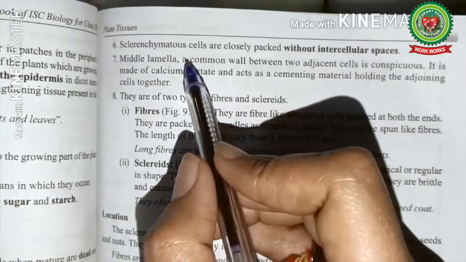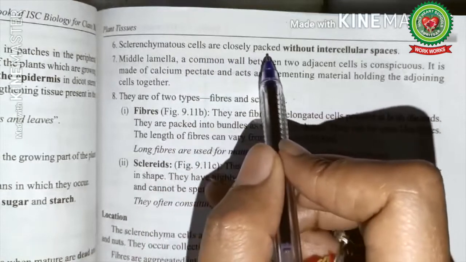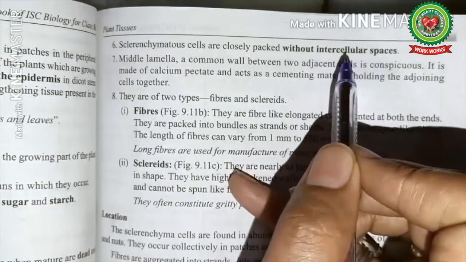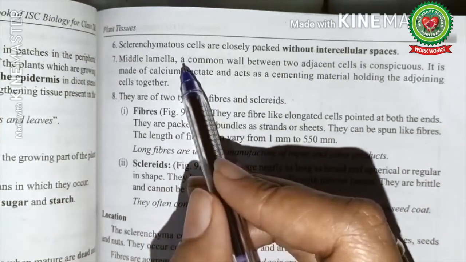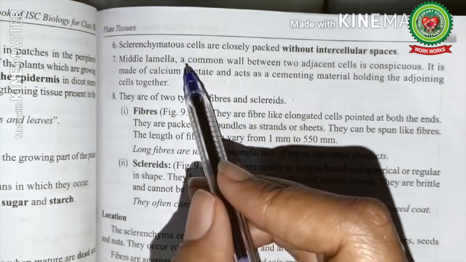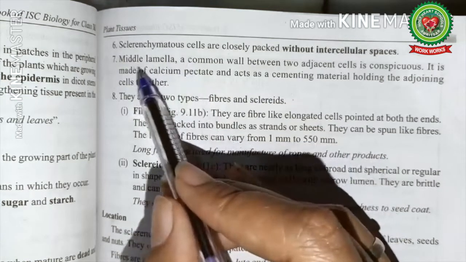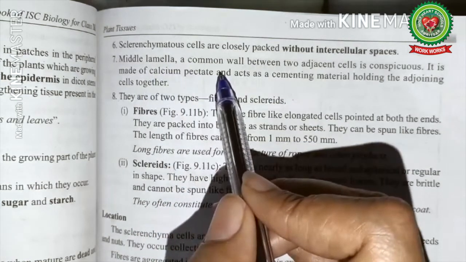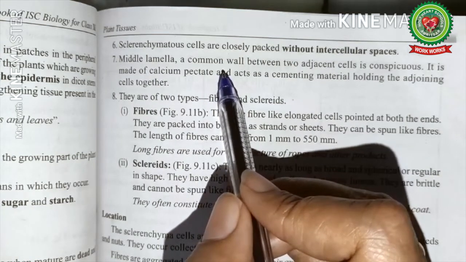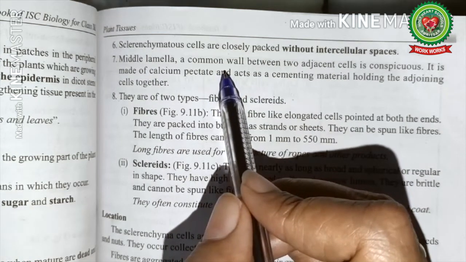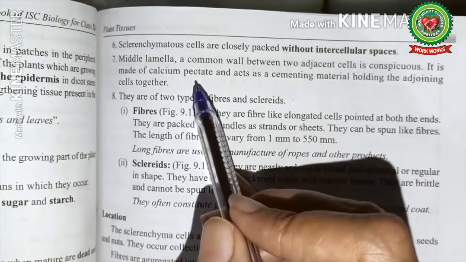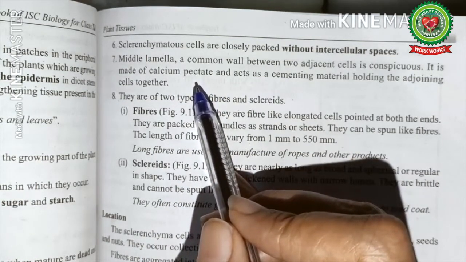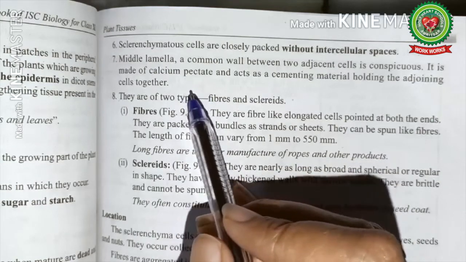Now, sclerenchyma cells are closely packed without intercellular spaces because the whole cell wall is thickened with lignin. Middle lamella is actually the wall which joins two cell walls of adjacent cells. Now, middle lamella here in case of sclerenchyma is conspicuous, means quite prominent. It is made up of calcium pectate. It is acting as a cementing material which holds the two cells of sclerenchyma tissue.